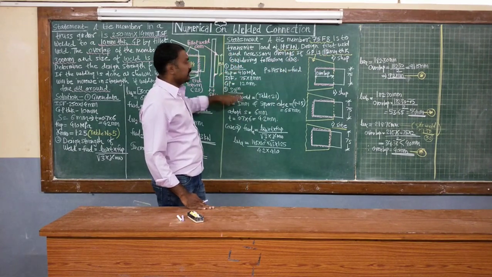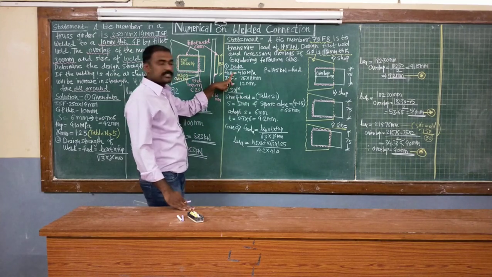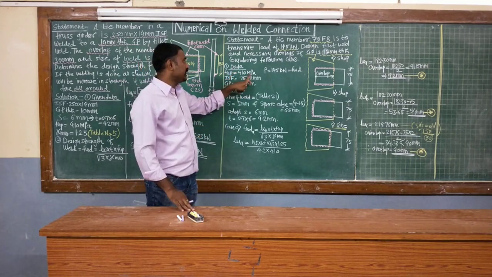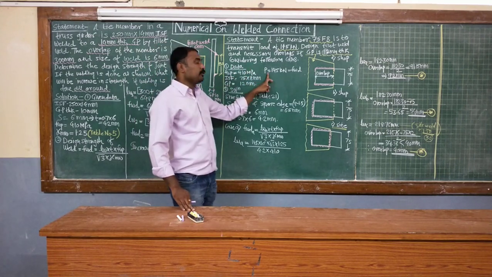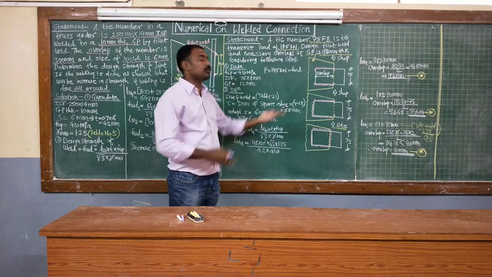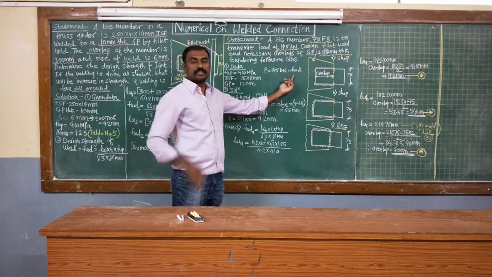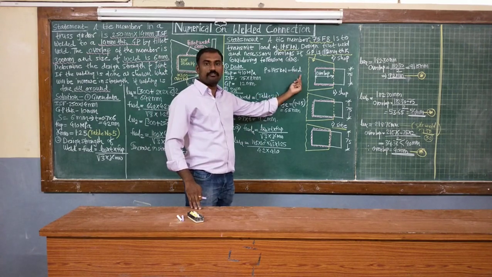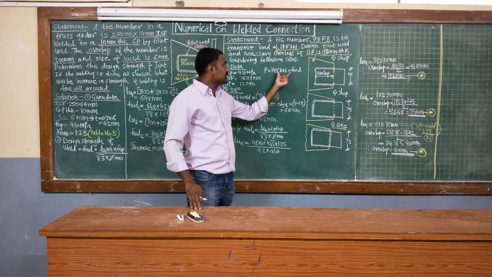Correct? So this is the given data. Again, the ultimate strength of plate, again we are assuming high strength of plate, is equal to 410 MPa. The maximum load that is to be passed is 145 kN, and this will be equal to the ultimate strength of weld. So directly I am equating the total load with the design strength of weld. Correct? So this is the data given.